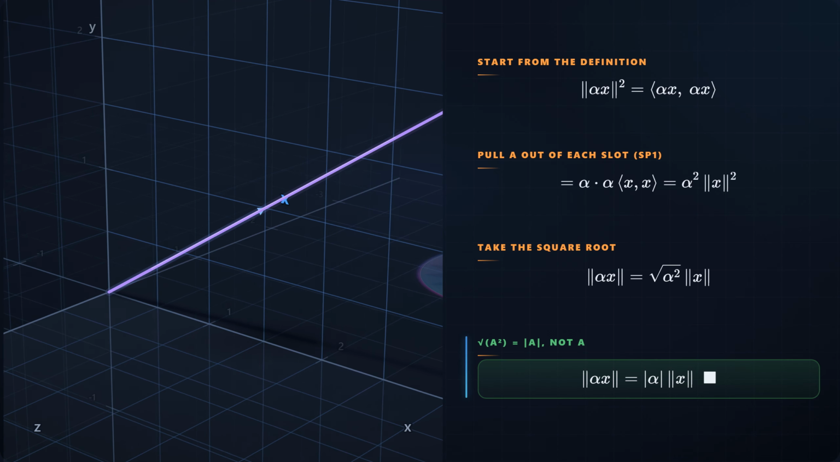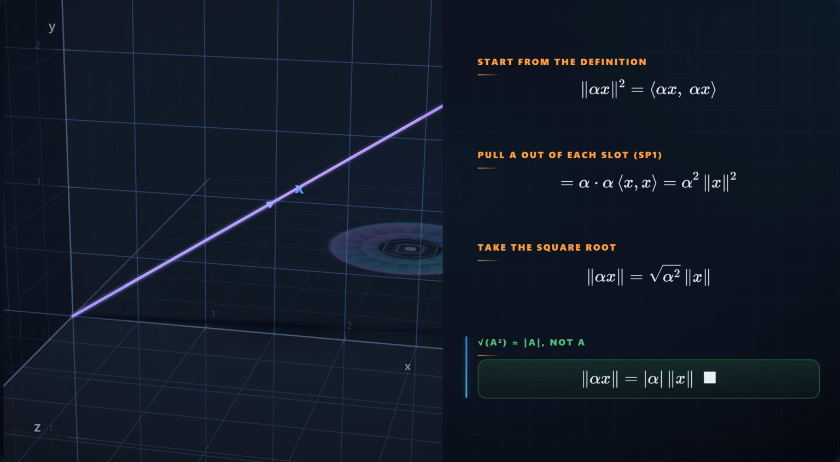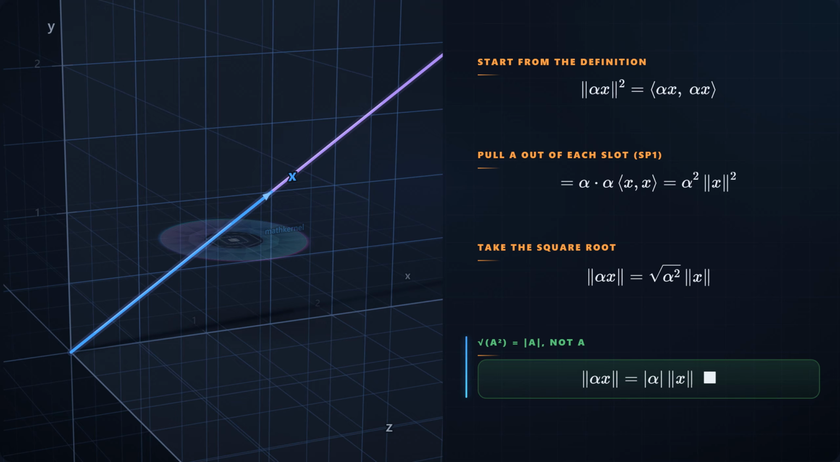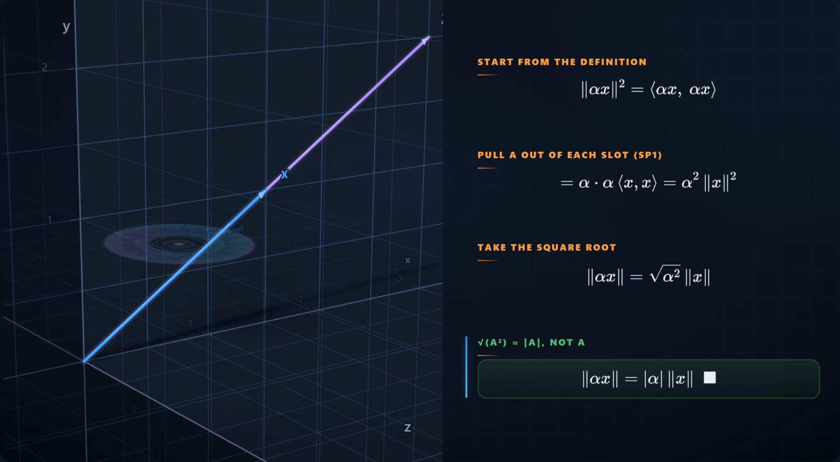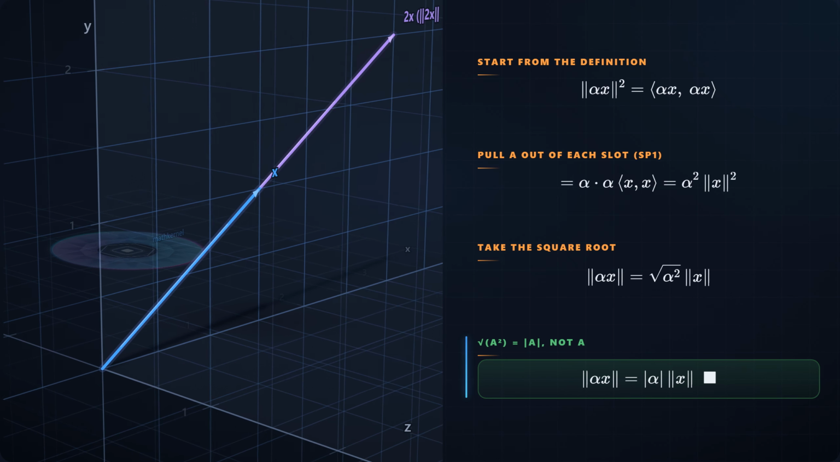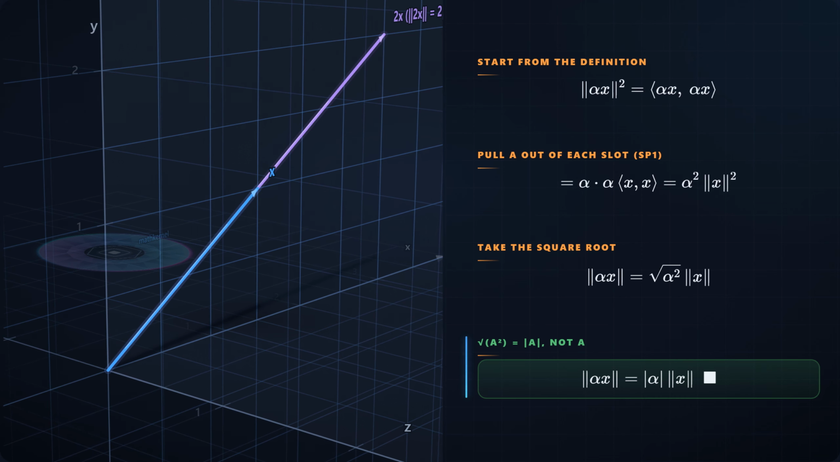And here's the subtle point the exam rewards. The square root of alpha squared is not alpha, it's the absolute value of alpha. If alpha were negative, alpha itself would be negative, but a length can't be. So the norm of alpha x is the absolute value of alpha times the norm of x. Doubling the arrow doubles its length. Flipping its sign leaves the length unchanged.